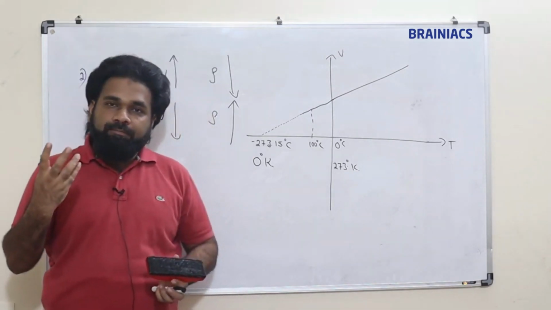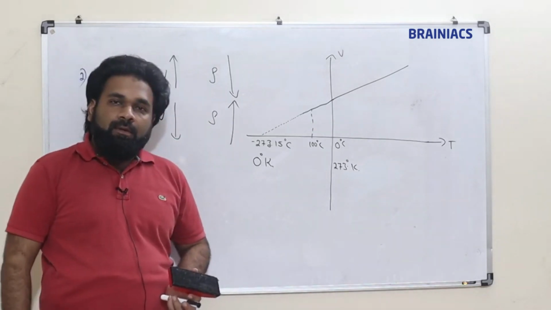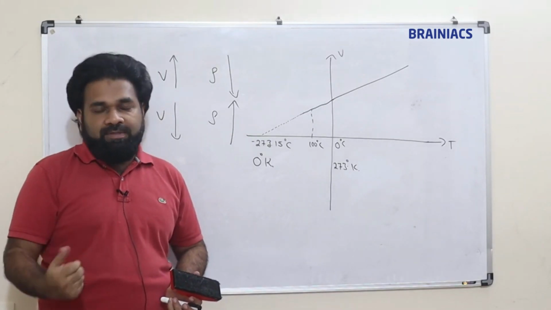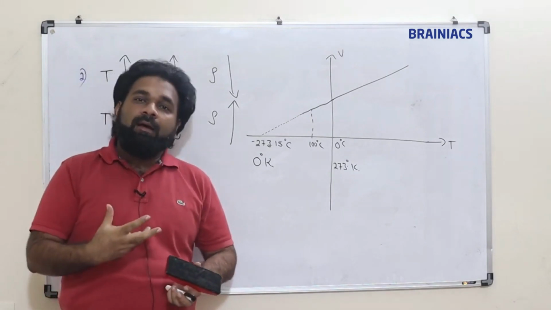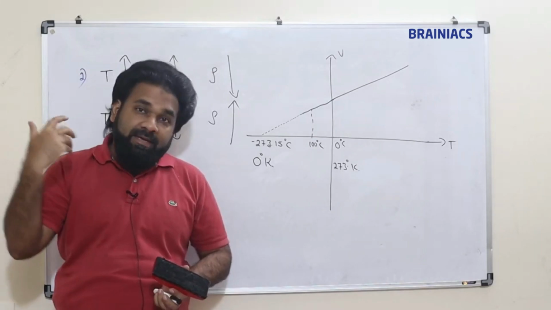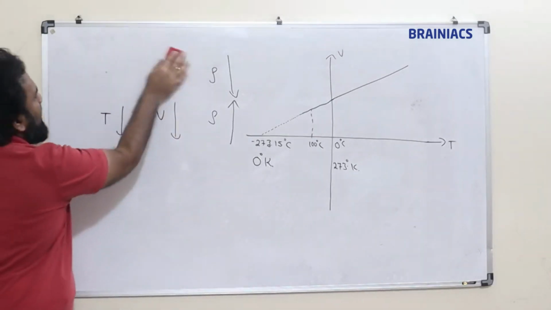So when we increase the temperature, volume is increasing. When we decrease the temperature, volume is decreasing. So same way, length, area, and then resistance. If it is a conductor, its resistance also can vary with the temperature. Okay, that we will see.